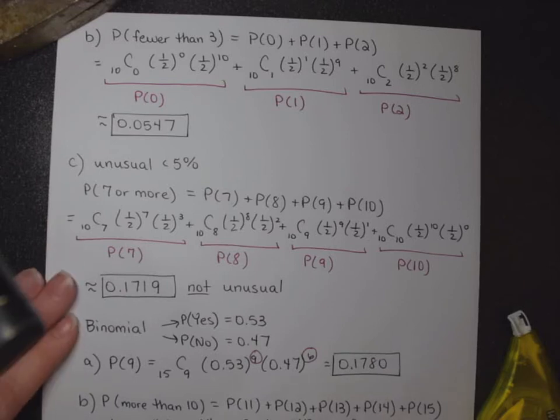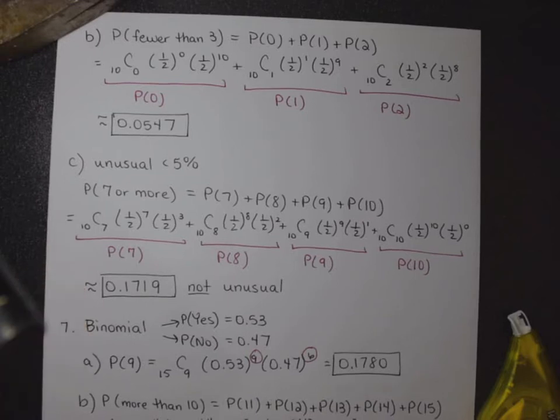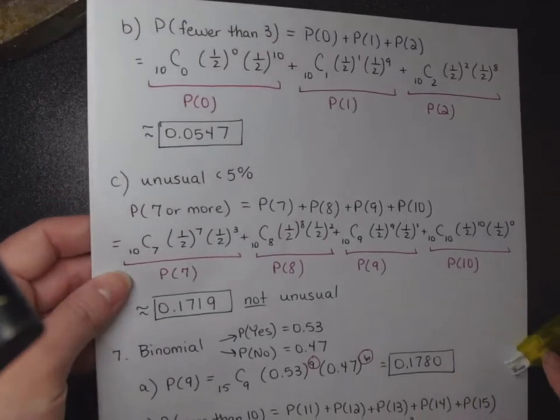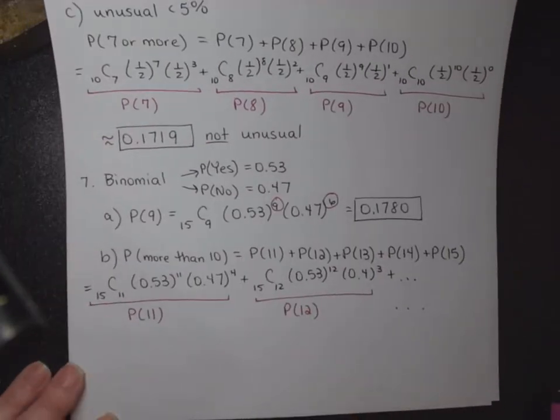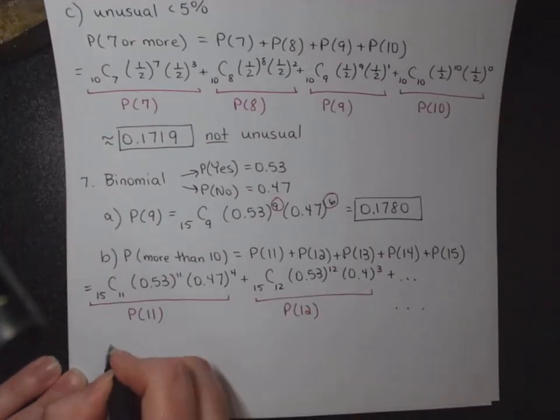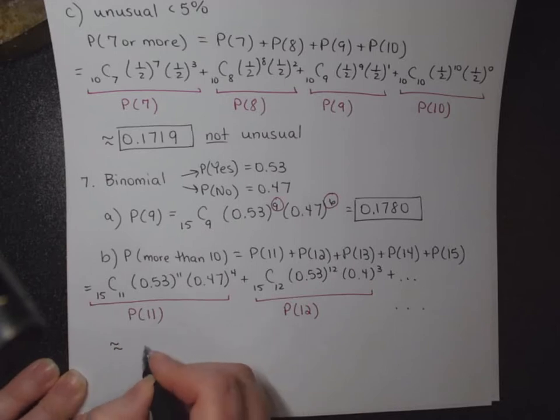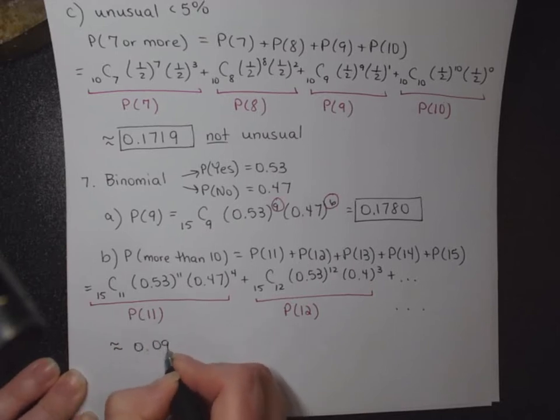Here I'm going to get lazy because I'm not writing all this out again. But this would be the probability of 11. This would be the probability of 12. So you would still have some work to do here. You would still need to figure out the probability for 13, 14, 15. But when you add it all up, you will get what's on the key, which is 0.0920.